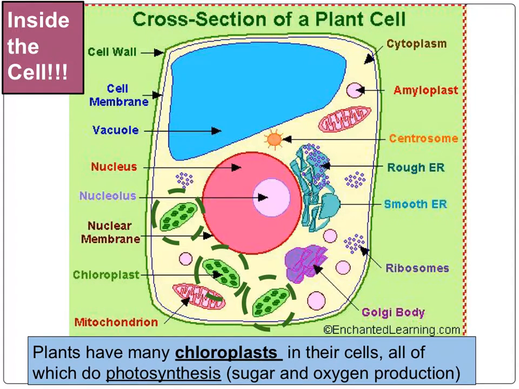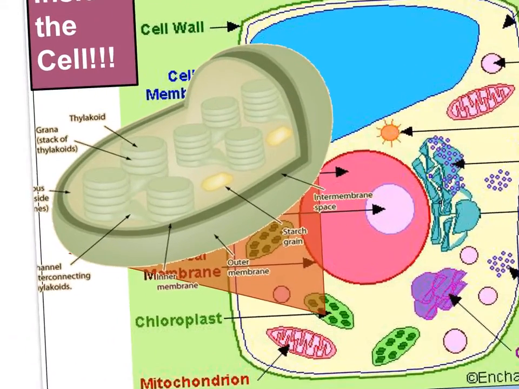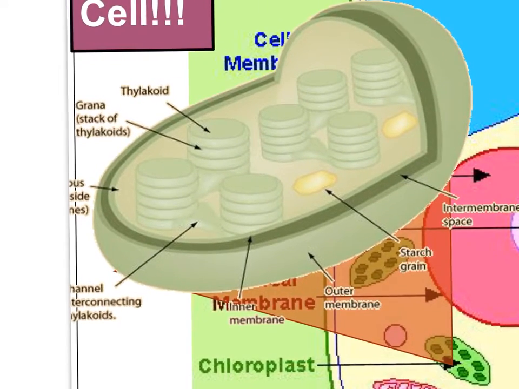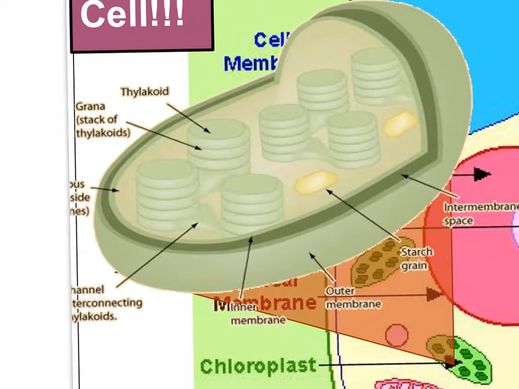So here are the chloroplasts. This is the organelle that is responsible for carrying out photosynthesis, or sugar and oxygen production. So here is a close-up of a chloroplast. And actually, a chloroplast is kind of like a little cell in and of itself. It's got this membrane on the outside. It's actually two membranes. And it has these little discs called thylakoids, a stack of them.